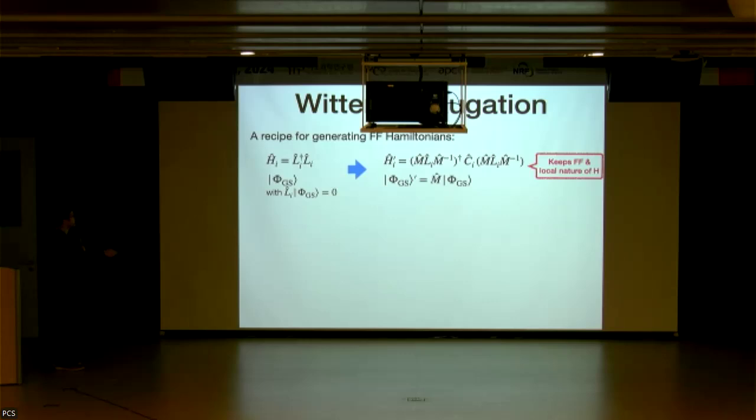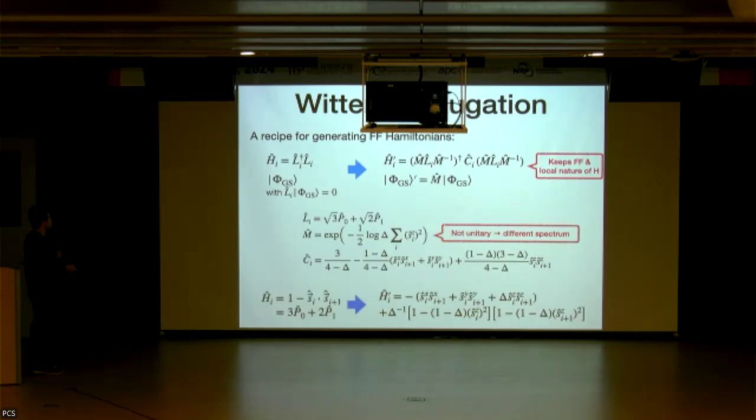Once I have this Hamiltonian, I can generate other frustration-free Hamiltonians the following way. So I introduce a global operator M and a local operator C. And this Hamiltonian is still frustration-free because this is still positive semi-definite as long as this C is also positive semi-definite. And I have a common ground state among all of these local terms because M inverse and M cancel. Okay? But they are not necessarily unitary equivalent unless M is unitary. So this keeps the frustration-free nature and locality of the model.